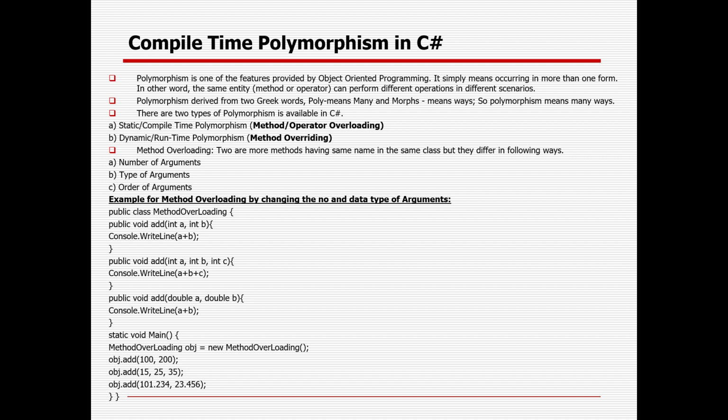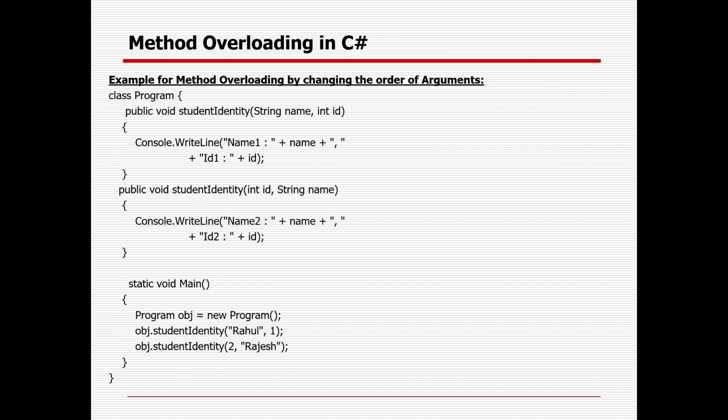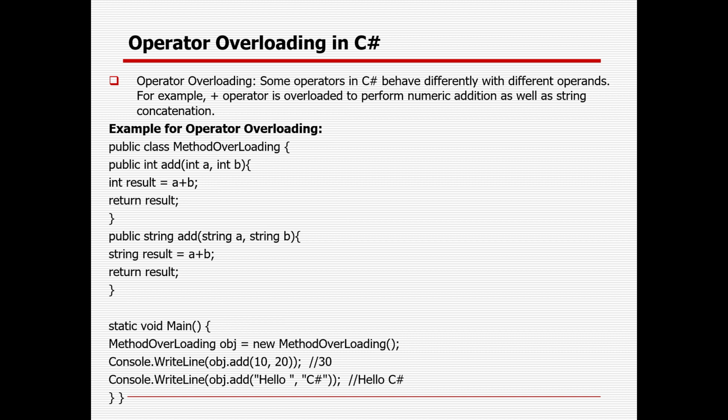Then apart from method overloading, there is an option called operator overloading in C#. Some operators in C# behave differently with different operands. For example, the plus operator is overloaded to perform numeric addition. If you use the plus sign for integer, decimal or double values, it will just do the addition. But if you use the same plus sign for string variables, the two strings will be concatenated. So instead of addition, concatenation will happen.